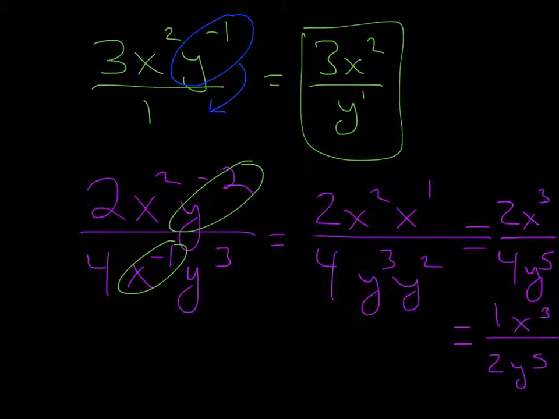Go through my checklist one last time. I have no negative exponents, I have no parentheses, and every variable is listed only once, so this is my final answer. Okay, I'm going to do one more example.